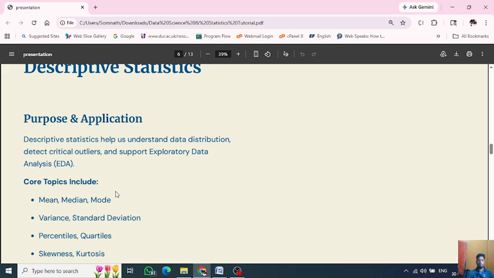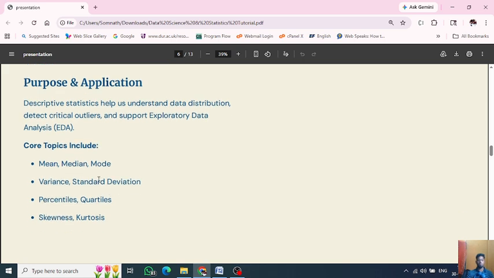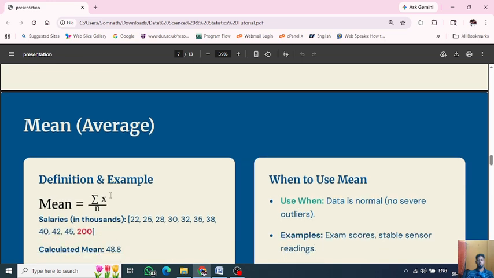So I'll explain later as well. Now let me tell you what topics I'm going to discuss in this part. I'll discuss mean, median, mode, variance, standard deviation, percentiles, quartiles, skewness, and kurtosis. These things I am going to discuss in this section. Let's start with the mean. Mean is very simple. It is the average.